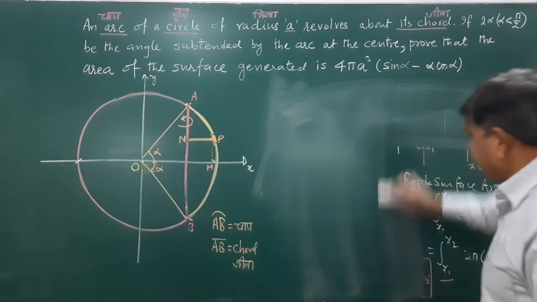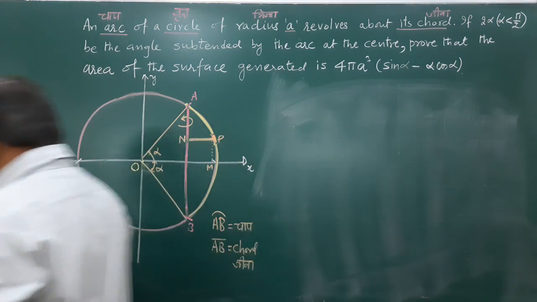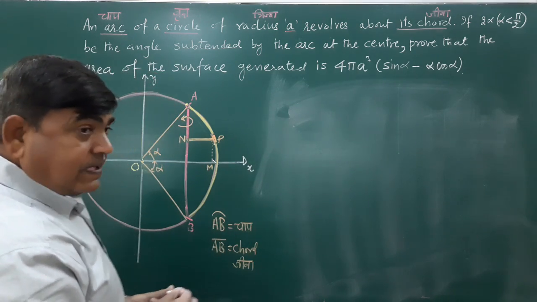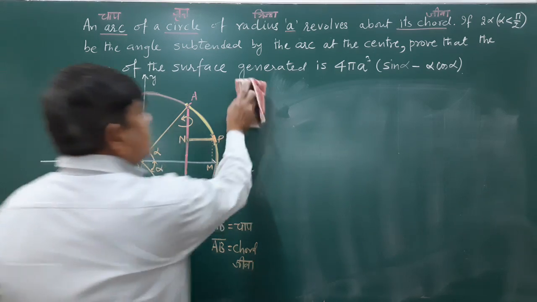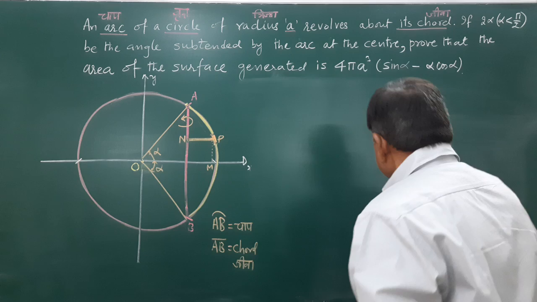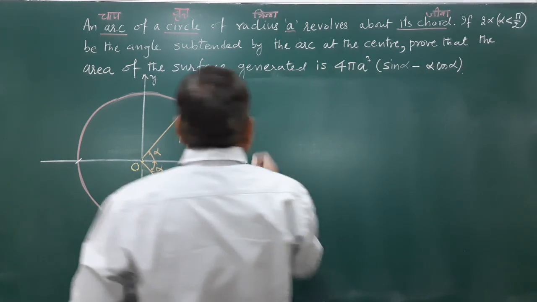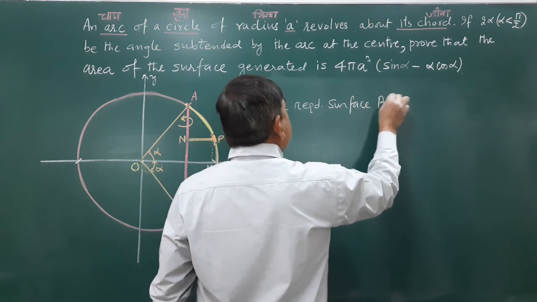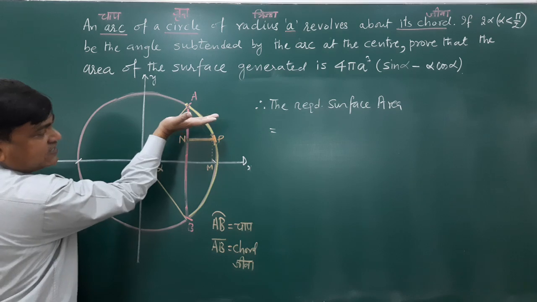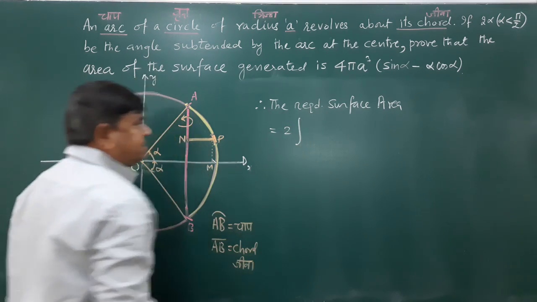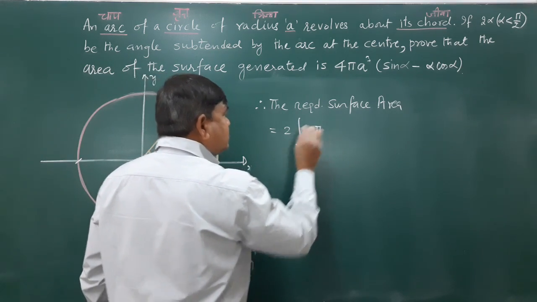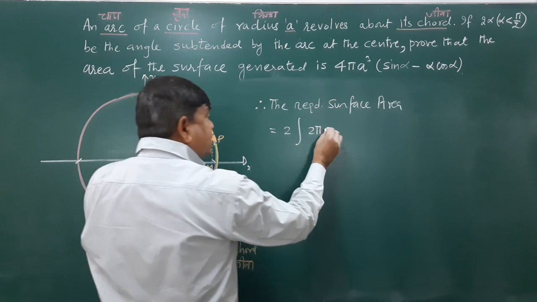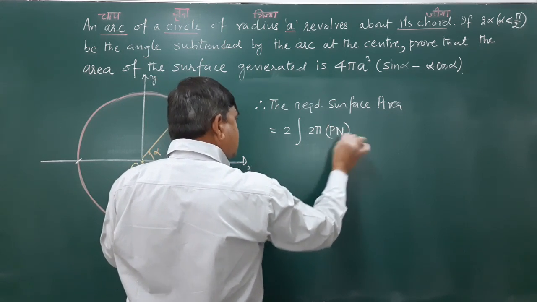I hope the concept is developed. Now we can write the area. Therefore, the required surface area. This is above this line as well as below this line, so it will be double, 2 times 2 pi. Now instead of y, पहले मैंने y या x लिखा था, अब ये वाला लेंथ लिखना है. It is PN of ds.